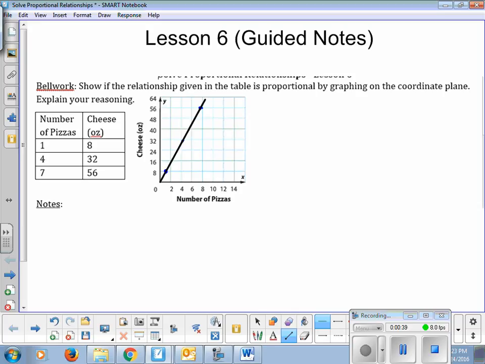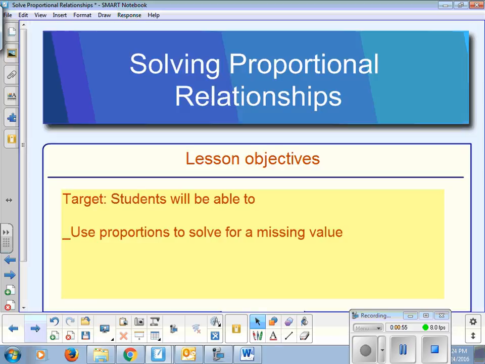Yes, ma'am. Is it going through the origin? So it is proportional. They asked you to explain your reasoning, so make sure you're writing that it passes through the origin and it's a straight line. For today's lesson, we are solving proportional relationships.